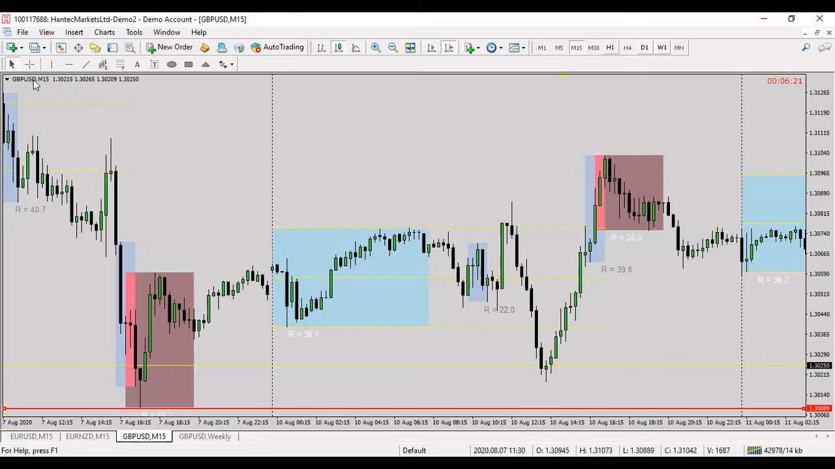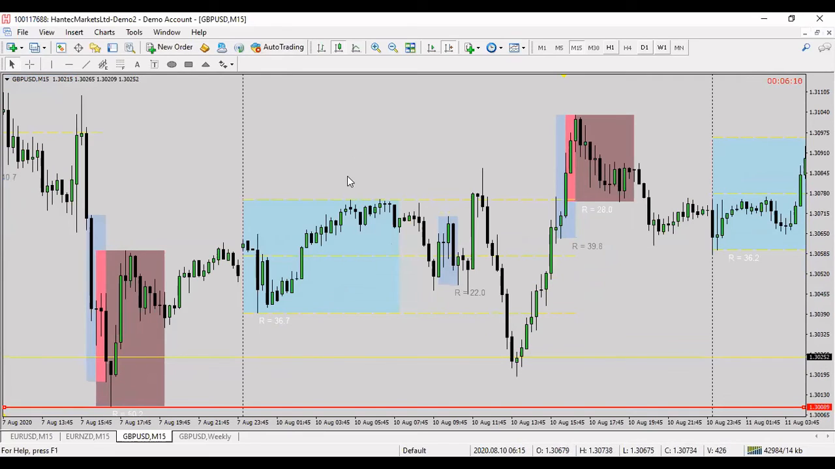Now, this pair, GBP USD, take note of it. Because of the presence of the dollar in this pair, we usually see its true intention during the New York session. So when it's Asia, you have no business trading GBP USD. When it's London, you have no business trading GBP USD. I will explain this in detail when we get to time and price analysis.